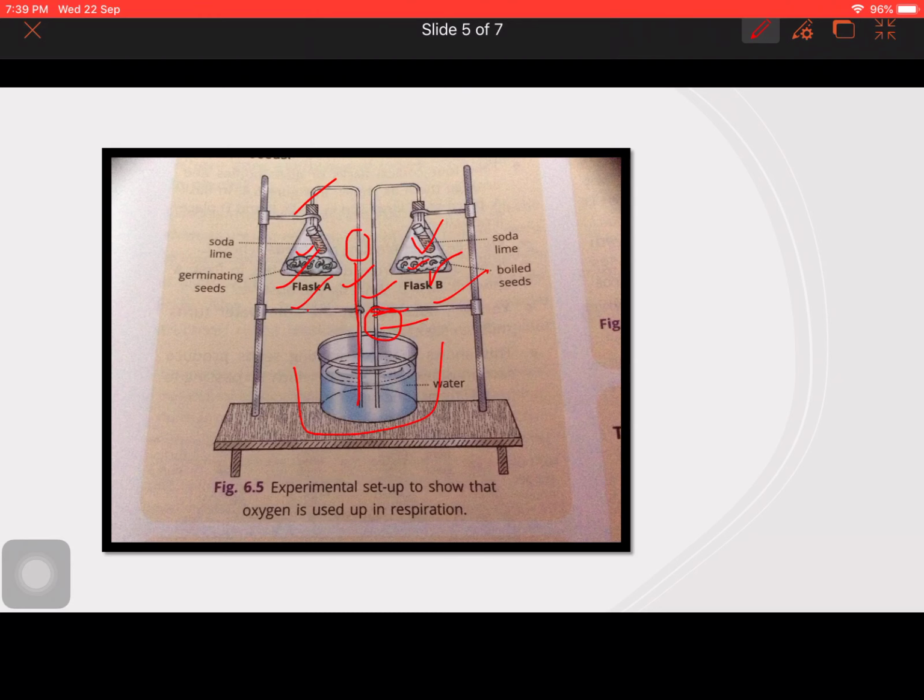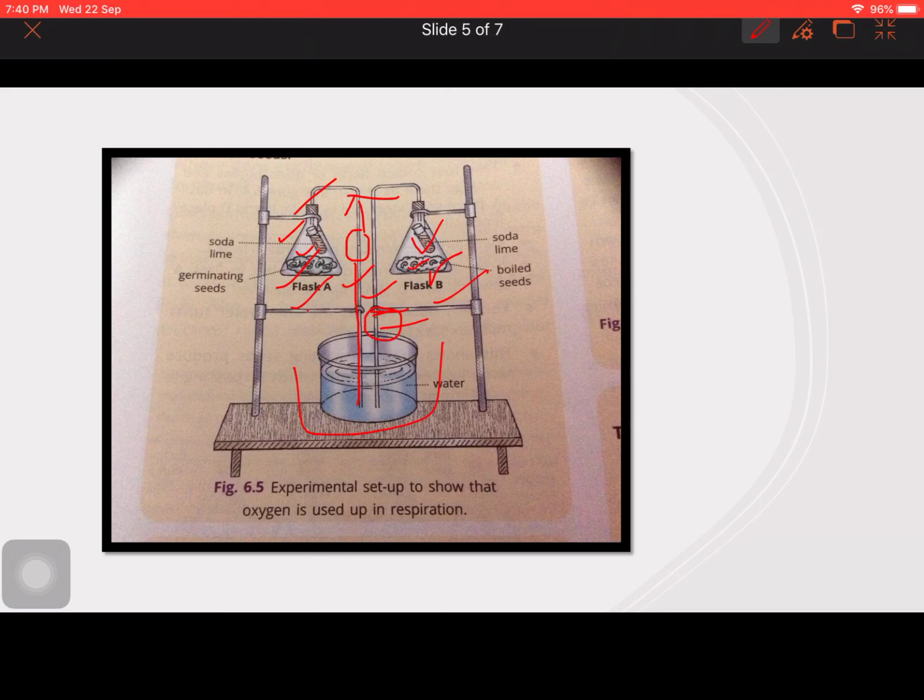But gradually here we can see the water level rises because there is a demand of oxygen in flask A. So what does this experiment prove? We can draw an inference from this experiment that oxygen is used up during respiration. As we know that the germinating seeds are respiring and the dead bean seeds are not respiring, oxygen is used up in flask A but not in flask B.